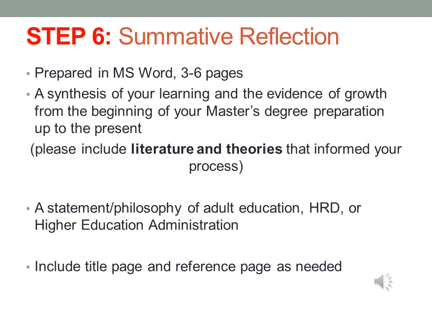Finally, you will need a summative reflection. This is a 3 to 6 page document which is a synthesis of your learning, and it showcases your growth through the program. It will also include your statement of philosophy of adult education or human resource and development or higher education administration. It is important that you use theories to substantiate your claims. If your reflections lack theoretical basis, you will be asked to redo them.